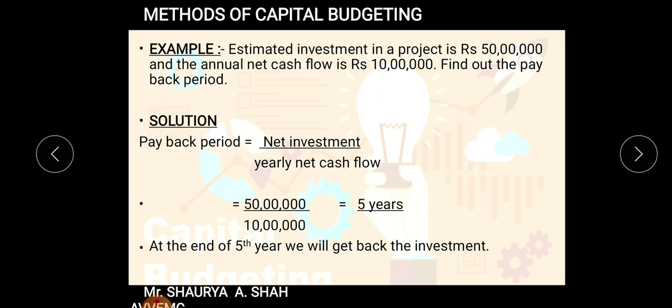The same thing which I told you: the estimated investment in a project is 50 lakh. Just add a zero to the example which I gave you. And the annual net cash flow is 10 lakh. So find out the payback period. It is very easy, students. Net investment upon yearly net cash flow. So very simple it is. 50 lakh divided by 10 lakh is 5 years. So at the end of the 5th year, we will get back the investment which we have made. So what is the payback period? It is 5 years. I suppose it is clear, everyone?